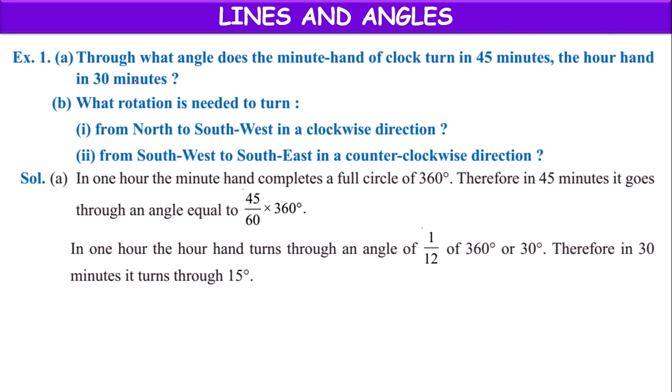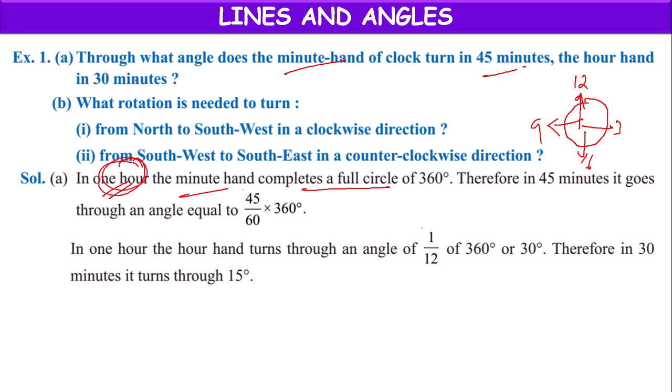Let's see the first question. The minute hand in 45 minutes. So we know that in 1 hour, the minute hand will complete a full circle. It will be at 12 o'clock. In 1 hour, the minute hand will come to 3, go to 6, go to 9, and again come back to 12. Then we can tell that a total of 1 hour is completed.